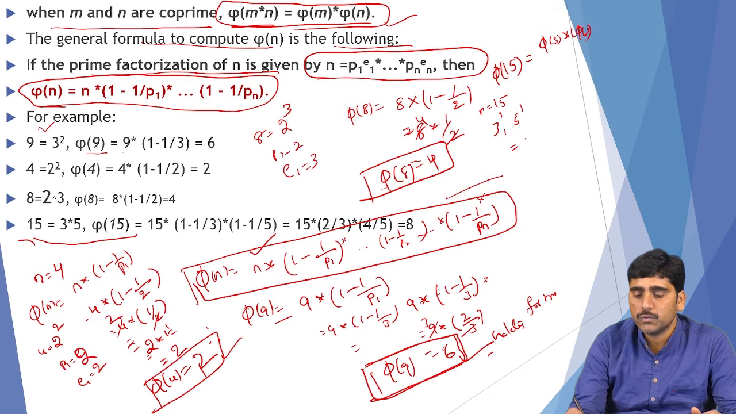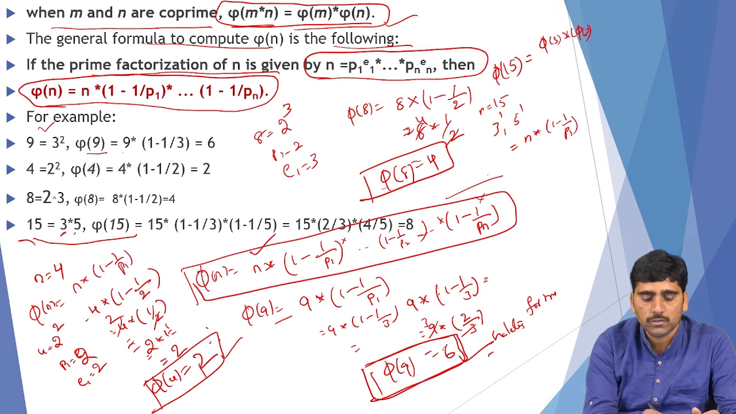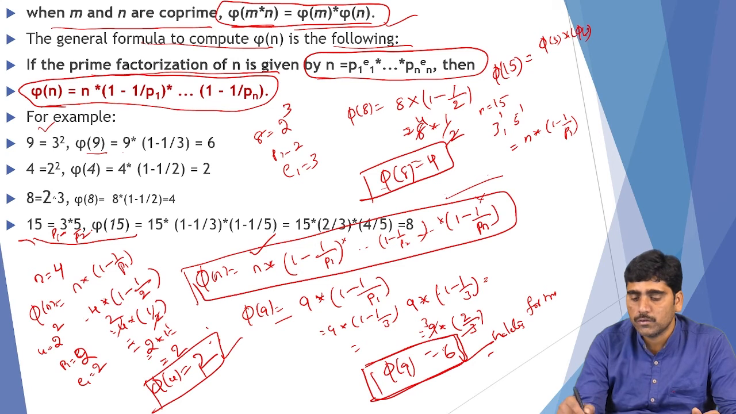So n into 1 minus 1 by p1. Here you have these two values: this is p1 and this is p2. Substituting those p1, p2 values in this formula, n equals 15 into 1 minus 1 by p1, which is 1 by 3, into 1 minus 1 by p2, which is 5.